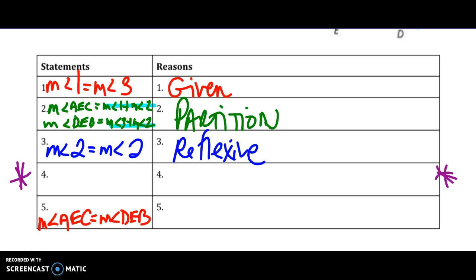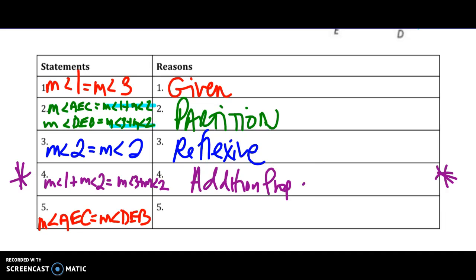And the reason we're allowed to do that is the addition property of equality. Angle 1 and angle 3 are the same, angle 2 and angle 2 are the same, so I can say that things that are being added together that are equal will keep the sum equal. So angle 1 plus angle 2 equals angle 3 plus angle 2, because angle 1 and angle 3 are the same, and angle 2 is the same as itself. So that is our addition property of equality. Right? Adding equal things to equal things, the sums are equal.